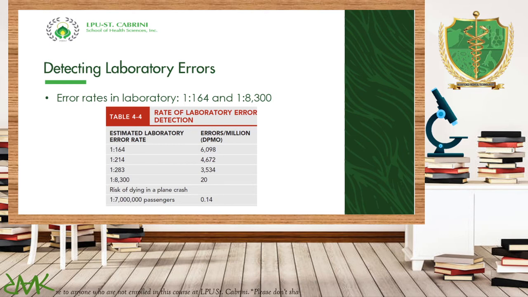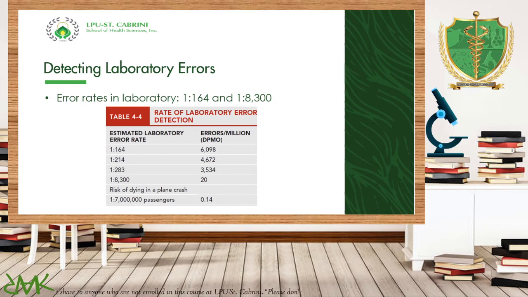1:164 to 1:8,300. Approximately, if we are going to compute the Six Sigma, yung 1:164 error rate in the laboratory accounts for 6,098 errors in a million opportunities. Okay? The 1:8,300 estimated error occurs 20 errors in a million.